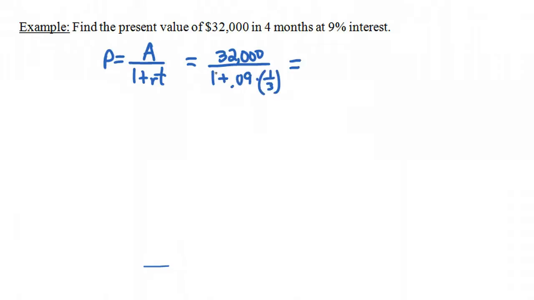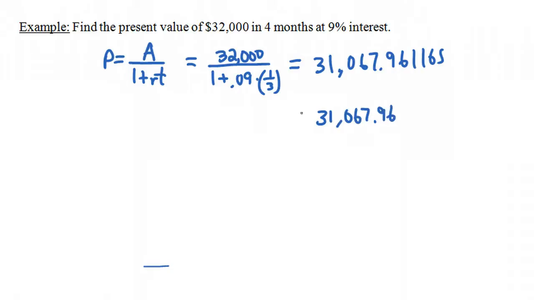Now plug this into a calculator, and always be careful when you're plugging things into a calculator to use parentheses correctly. If you wanted to do it all in one step, you'd have to put parentheses around the whole bottom part. But if you plug this into a calculator, what you end up getting is 31,067.961165, etc. So what that really means is $31,067.96 if you round to the nearest penny. So what that's saying is that $31,067.96 is the present value of $32,000 4 months from now.